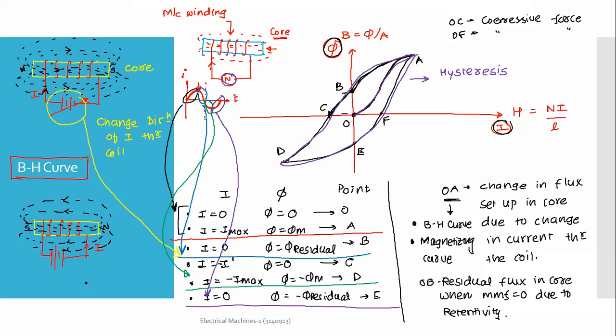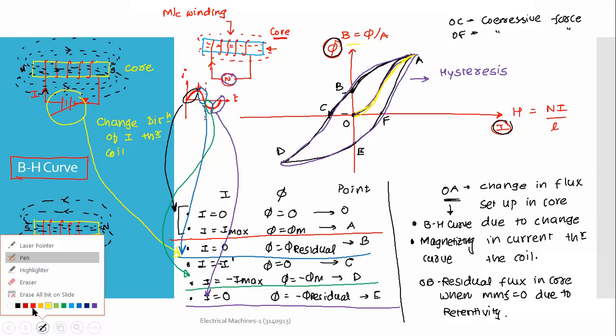The BH curve is only the magnetizing curve. Let me show you. This is the BH curve. This part is the BH curve. What does the BH curve represent? It represents the magnetizing of the core.